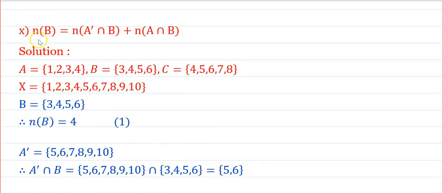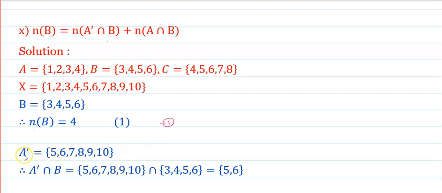Next, number 10: N of B is equal to N of A complement intersection B plus N of A intersection B. Okay, if we have to find N of B, the sets ABC are given. Now what is N of B? N of B is 4. This is the first set. This is the LHS.